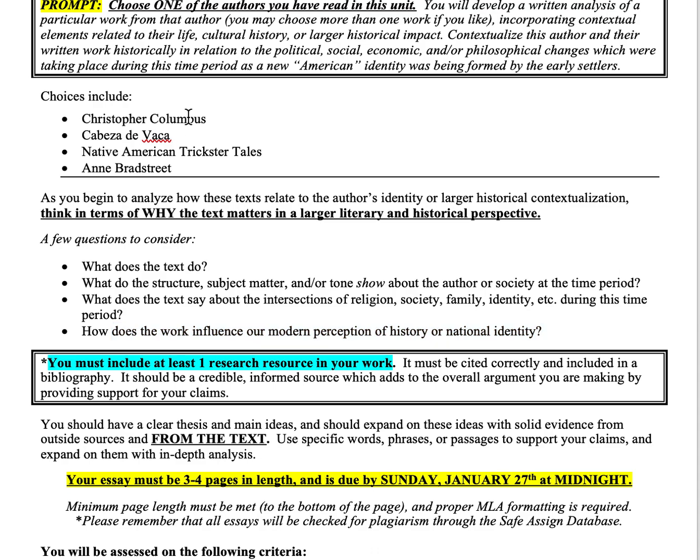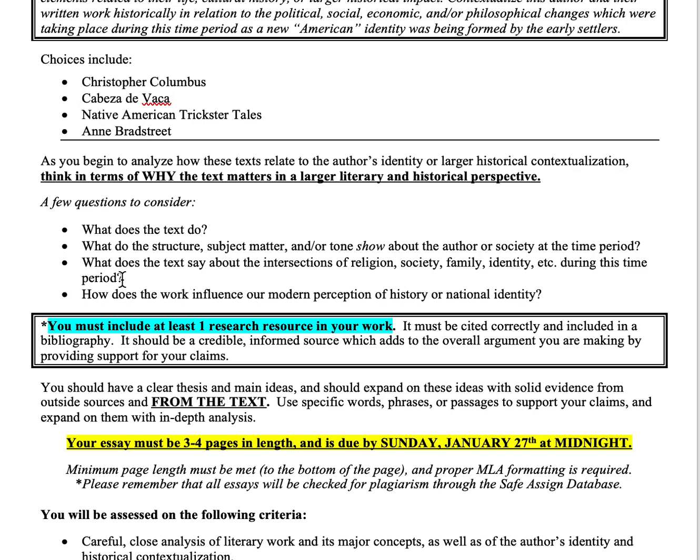So how does reading something like Columbus's letters shape or change our view of national history? Same thing with Bradstreet. What does it look like to understand what the family or social dynamics were, or the gender relationships between men and women during this time period? These are things just to consider.